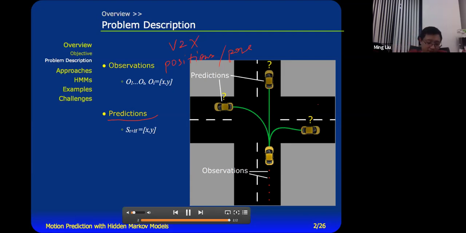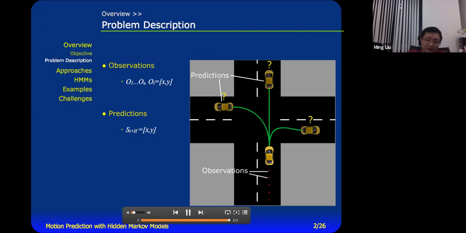They're not the same concept, although these are all represented in the coordinates of x and y, which means you have a location on the map. But actually they don't refer to the same random variable. You have observations based on the history of the trajectory, and the prediction is what will happen next. So they are in the same units and the same space, but they are not the same random variable.